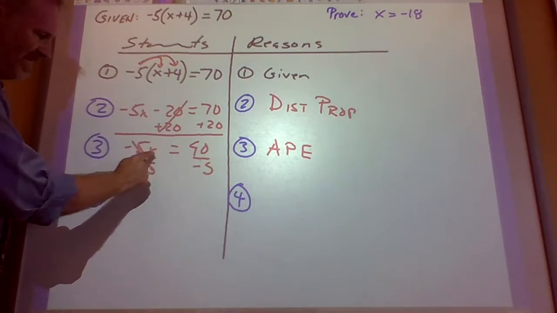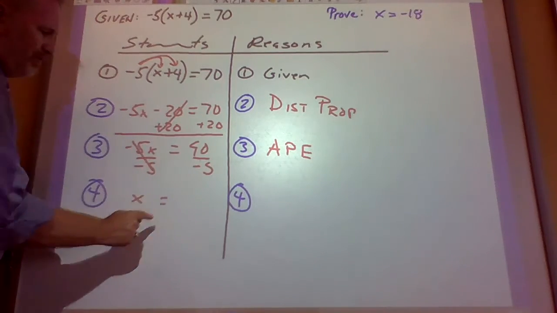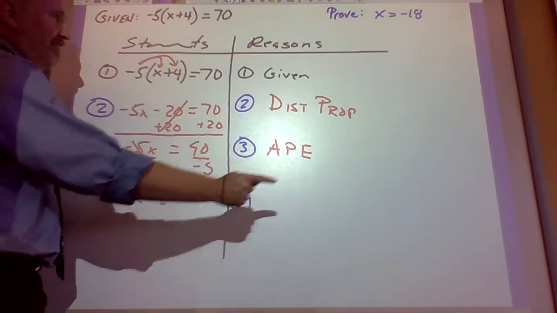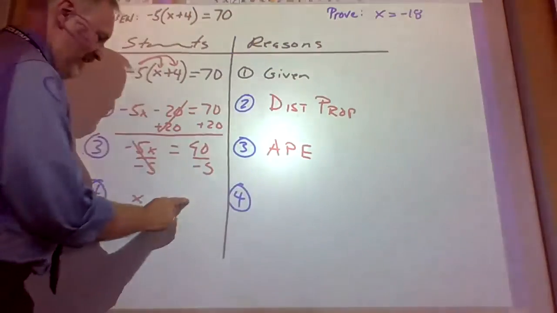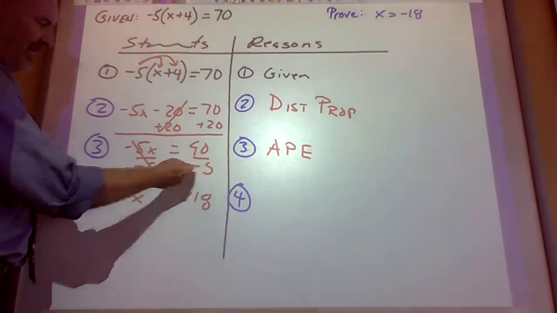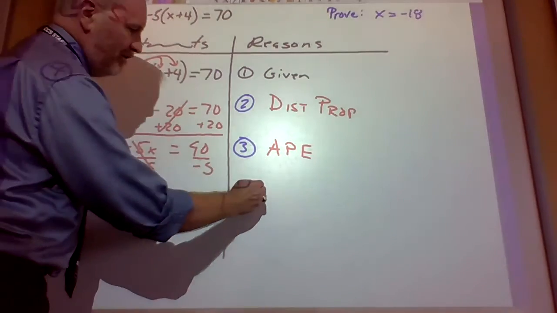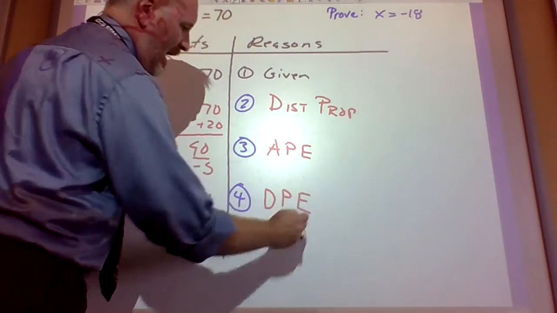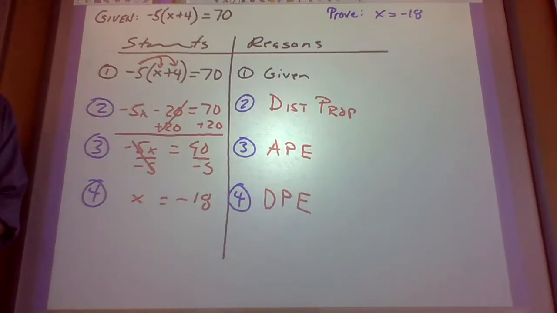The negative 5's cancel out, leaving us with x equals, and lo and behold, 90 divided by negative 5 is negative 18. And since I've said it a couple times, I divided both sides by negative 5. I think you all know that I just used the division property of equality. And boom, there you go.